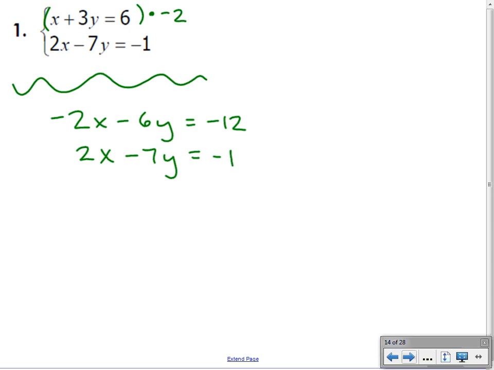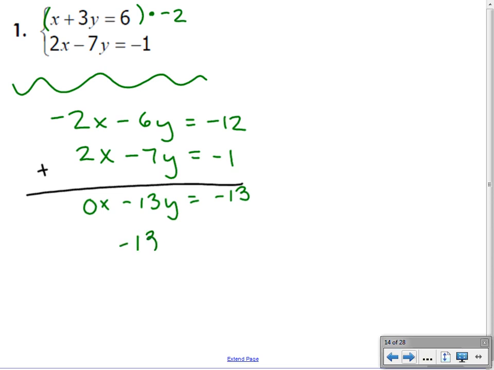So now we're at the step where we can add our equations and cancel out x. So negative 2x plus 2x makes 0x. Negative 6y plus negative 7y makes negative 13y. Negative 12 plus negative 1 makes negative 13. Now, we know that this is really just negative 13y equal to negative 13. We divide by negative 13 and find that y is equal to positive 1.